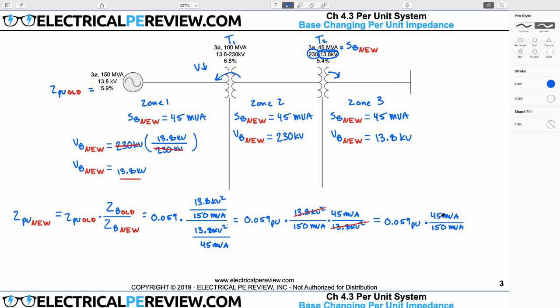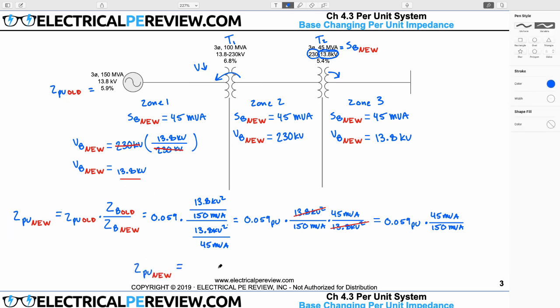This looks backwards. 45 MVA is our new base. 150 MVA is our old base, but these are just the power bases. Hidden in here are the voltage bases. They've just canceled each other out because they're equal, so it's like multiplying by 1. So it looks backwards, but it's actually the same old base on top of the new base formula that we use for base changing. All right, let's try this in our calculator.